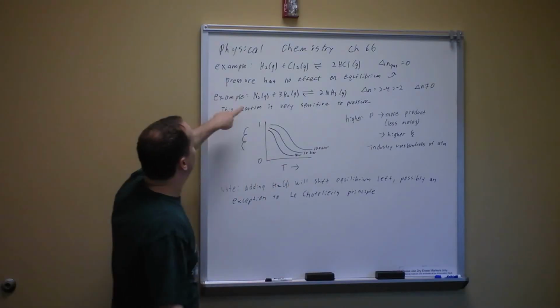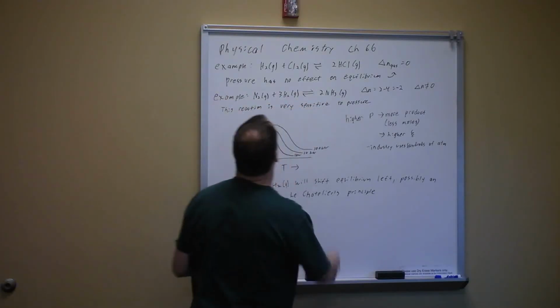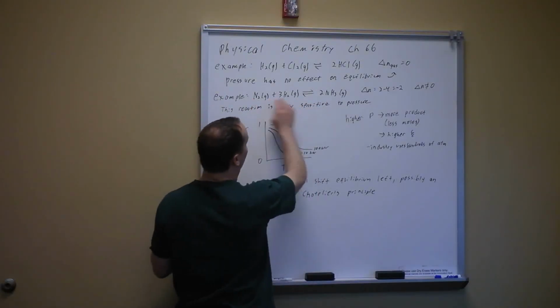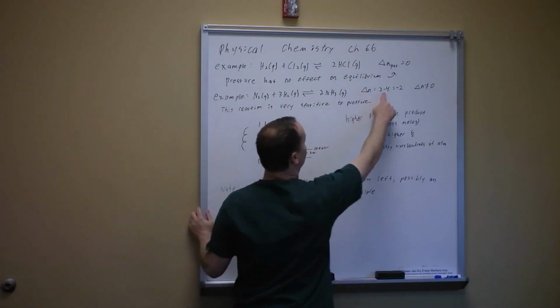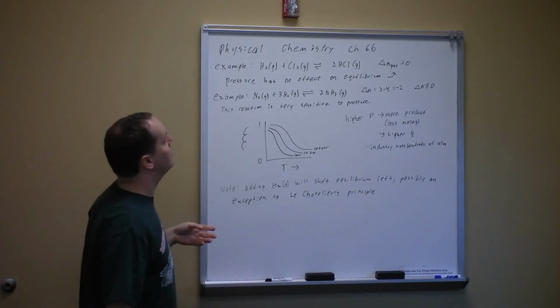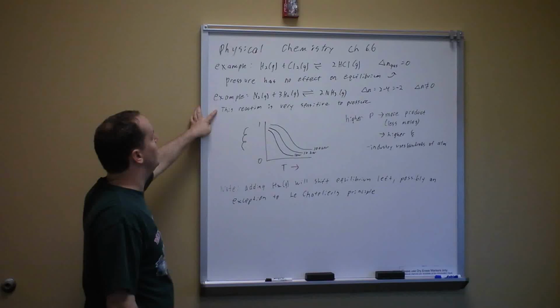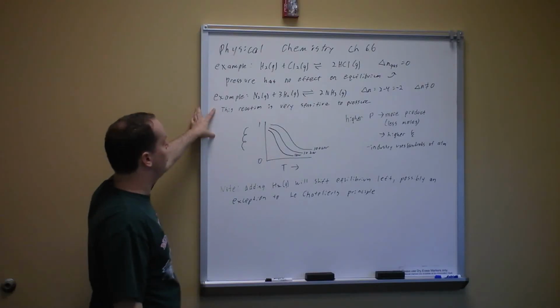On the other hand, let's say we go from nitrogen gas and hydrogen gas to ammonia. Now we're going from 1 plus 3, which is 4, to 2. So delta n is 2 minus 4, or minus 2. Obviously, if it's minus 2, it's not equal to 0. So for this reaction, the equilibrium is very sensitive to pressure.